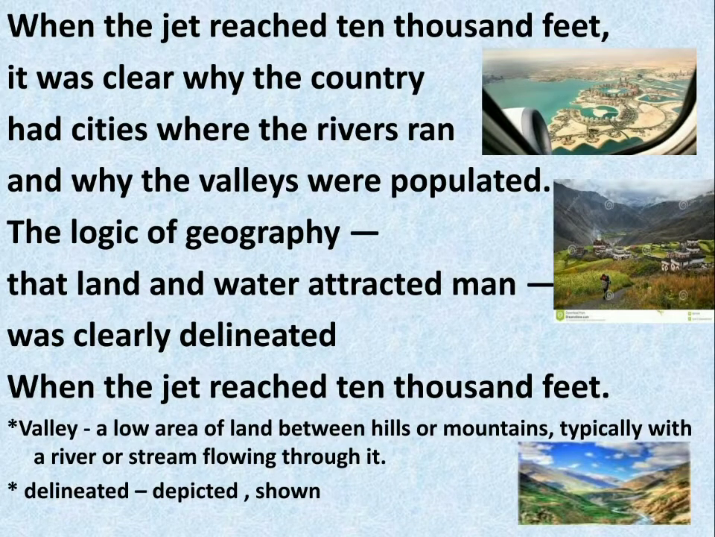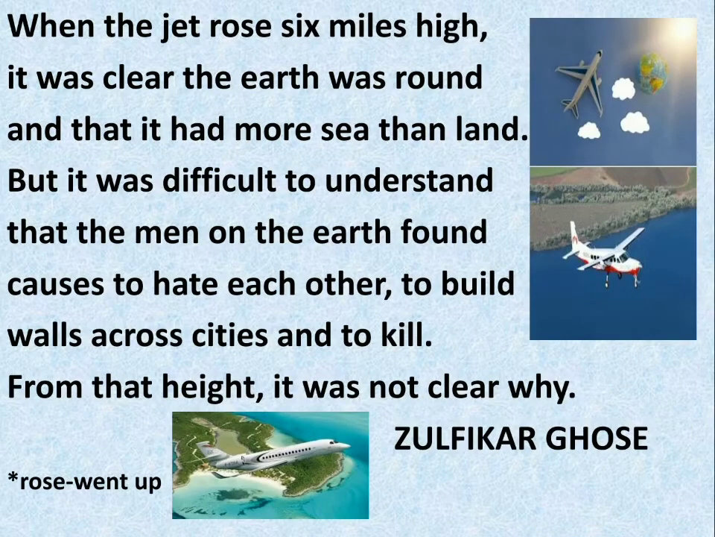When the jet reached 10,000 feet, it was clear why the country had cities where the rivers ran and why the valleys were populated. The logic of geography, that land and water attracted man, was clearly delineated when the jet reached 10,000 feet. When the jet rose 6 miles high, it was clear the earth was round and that it had more sea than land.